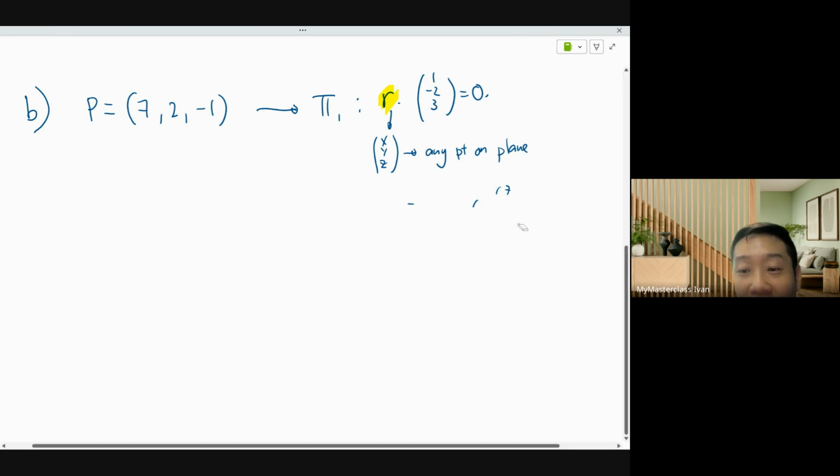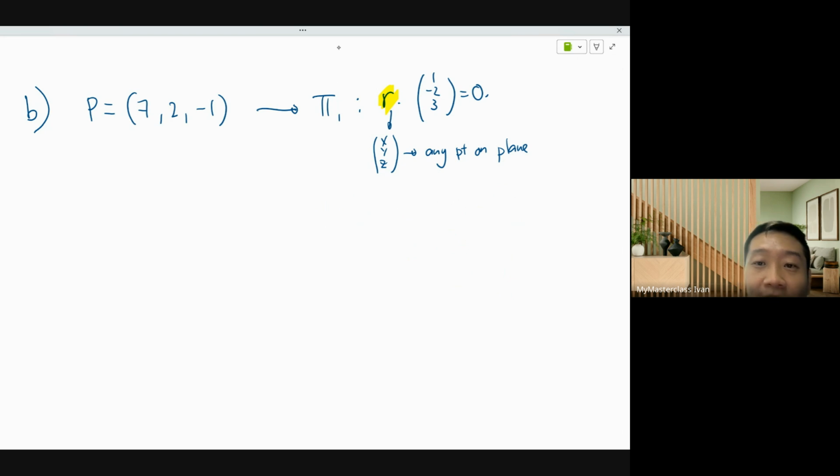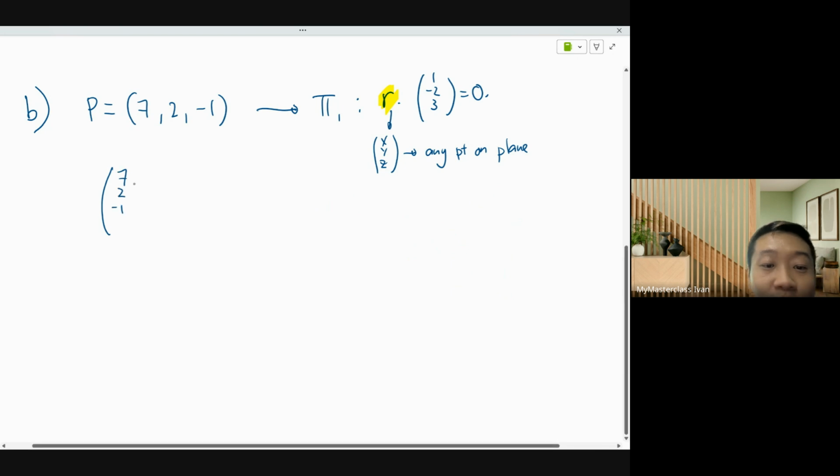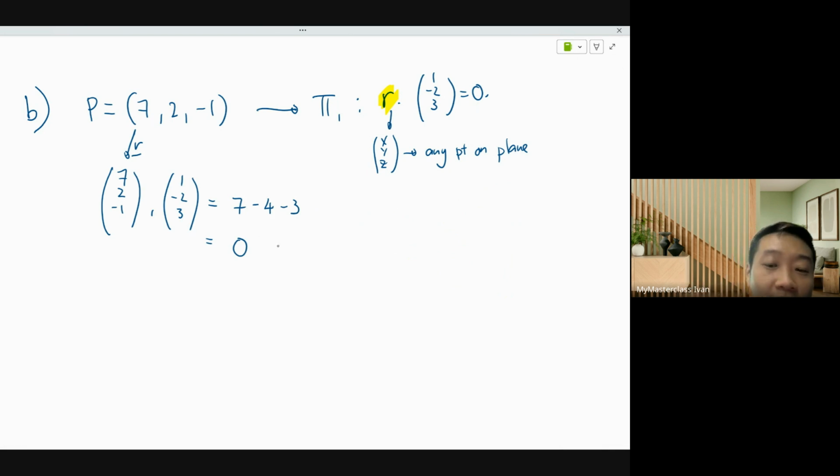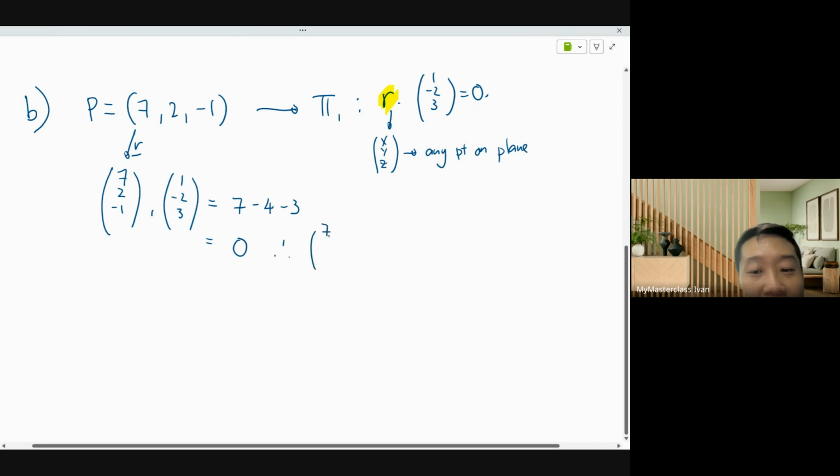The only thing I need to do is to sub this in. So I sub in (7, 2, -1). This is my r, because it's any point on the plane, dot (1, -2, 3). Don't say that it equals 0 now. Work it out: 7 minus 4 minus 3, which equals 0. Is it the same 0 here? Yes. So does it satisfy the equation of the plane? Yes. So therefore, (7, 2, -1) lies on the plane.